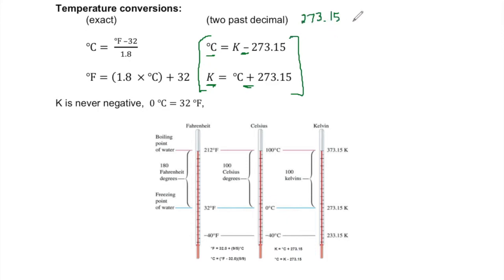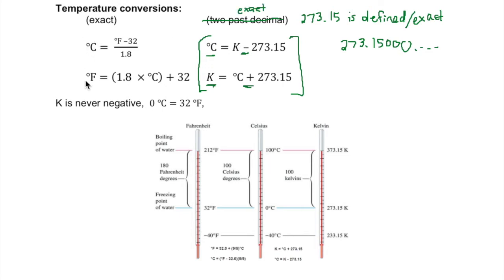This 273.15 is now defined and exact. So if you wanted to, you could use 273.15000 with as many zeros as you want. So this is not completely correct, this in your note packet.